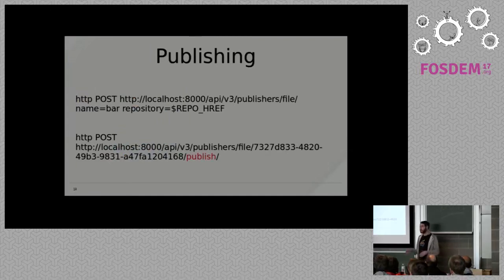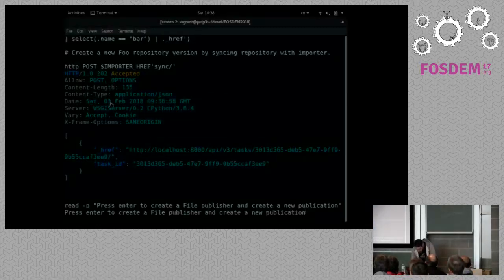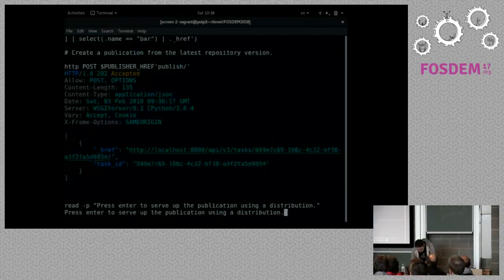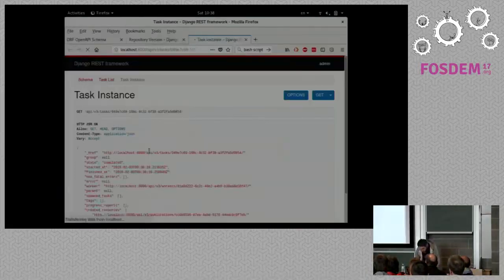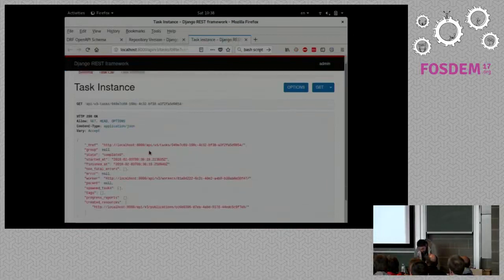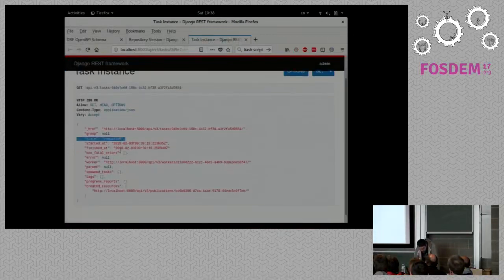Next, we want to publish this repository version. We're going to make some REST API calls here also. We're going to create a publisher that's specific for the file plugin. And then we're going to call the publish method on that publisher. Publish is also an asynchronous task, which we can follow here. It has completed, and it created a publication.